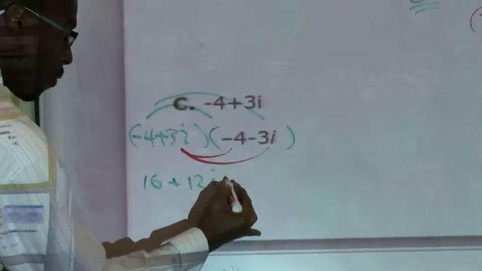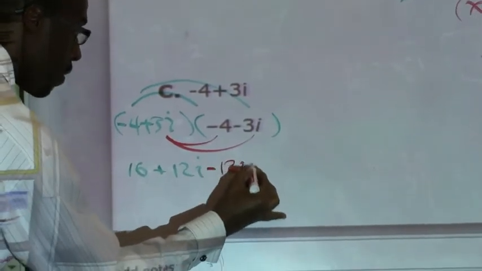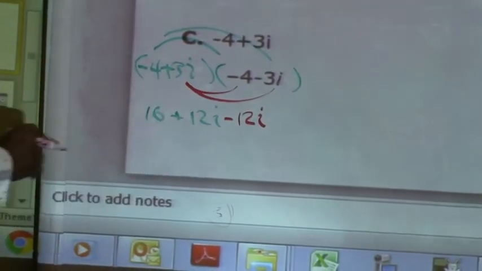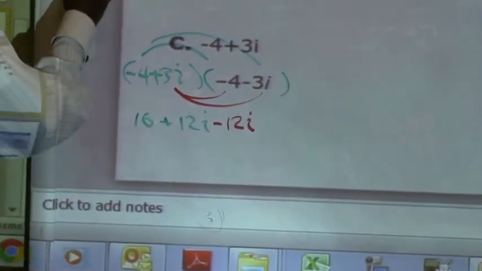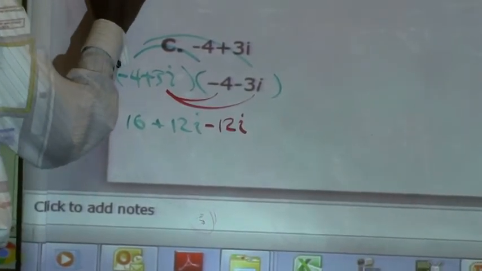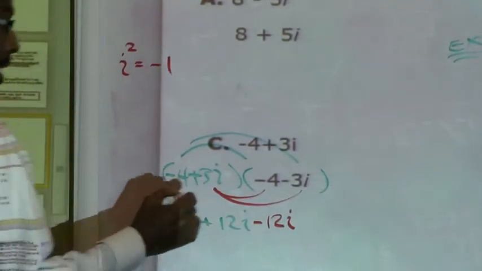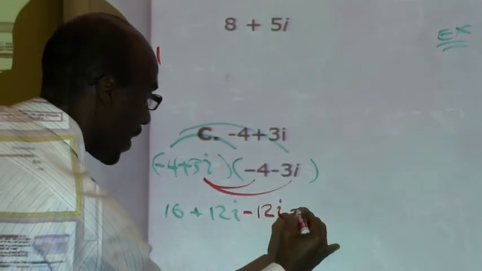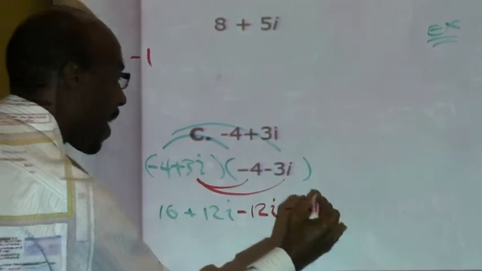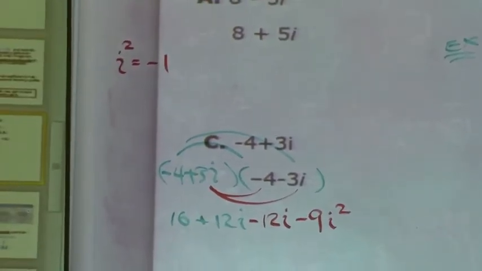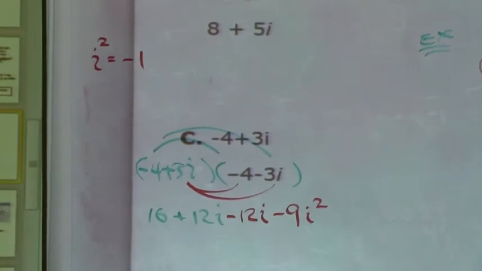3 times a negative 4 is a negative 12i. What it should be, the middle two should be the same numbers, opposite signs. And the last one. We need to remember that i squared equals a negative 1. We're going to need to know that, because here it comes. 3 times a negative 3 is a negative 9. i times i, I'm going to put it as an i squared just for a second. i times i, just like a letter, x times x is x squared, b times b is b squared.